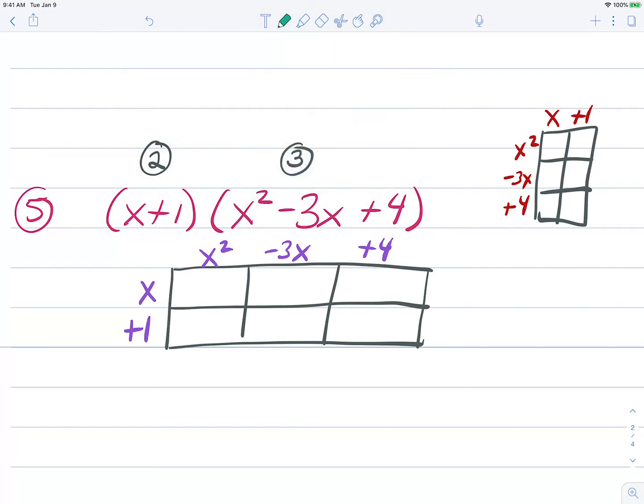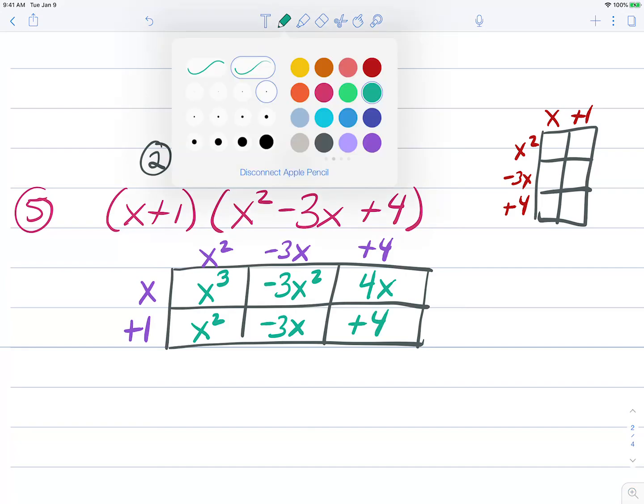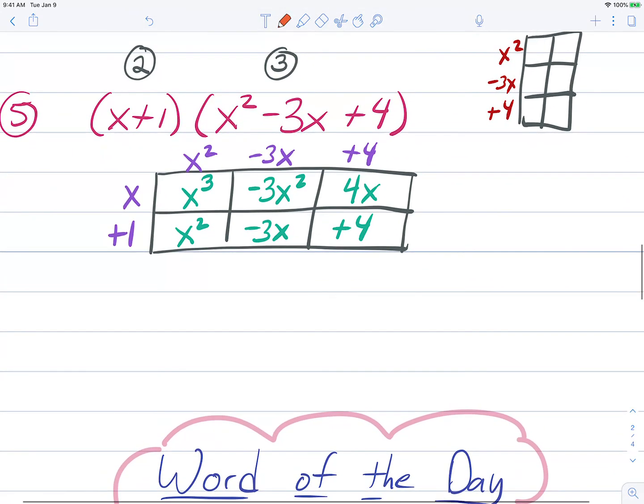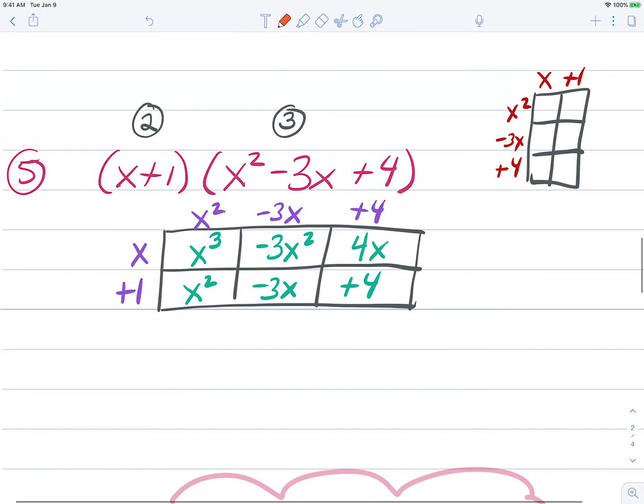So if I start multiplying, upper left, x times x squared is x cubed. Middle top, x times negative 3x is negative 3x squared. Upper right, x times 4 is 4x. Bottom left, 1 times all those things are just going to be themselves because I'm just multiplying by 1 on those. Now if we look for like terms, the x cubed, there's only 1, there it is.